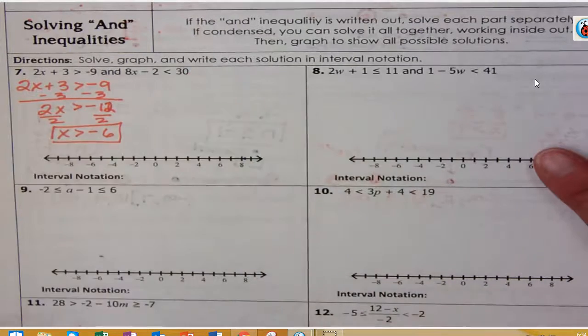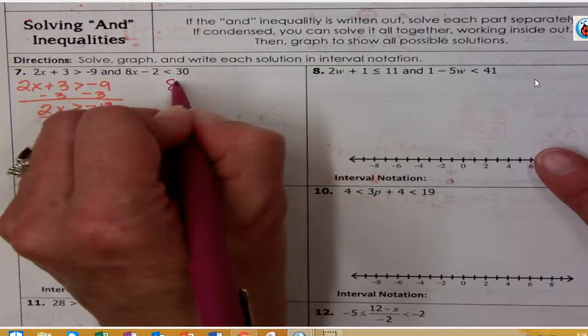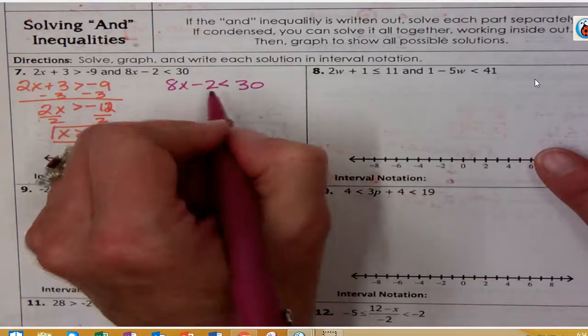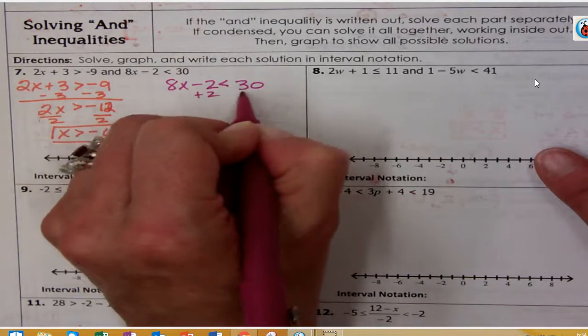Then we've got 8x minus 2 less than 30. We're going to add 2 to both sides.